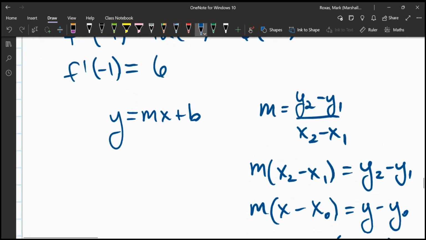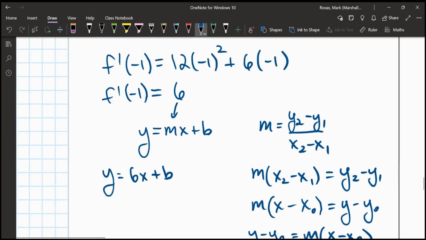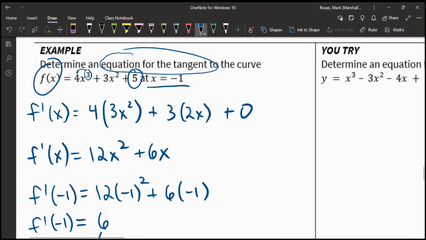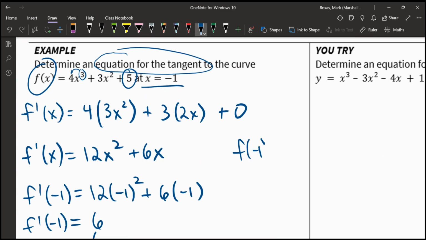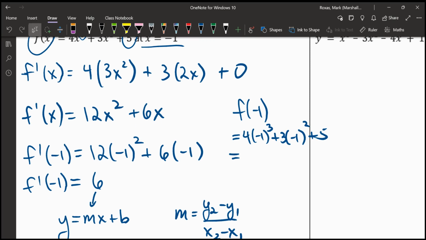So if I find the equation of the tangent line using y equals mx plus b, then I'm putting the slope as 6. So y equals 6x plus b. Do I know a point on this line? On f of x? Well, I have to find it. So what is f of -1? Well, that's going to be 4 times -1 cubed plus 3 times -1 squared plus 5. And that's going to be -4 plus 3 is -1, plus 5 is 4.